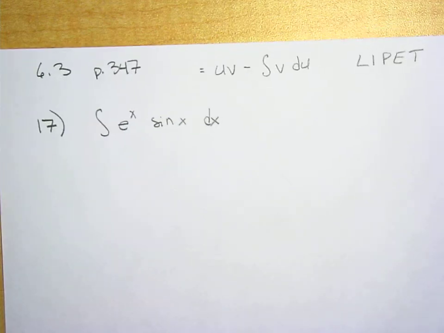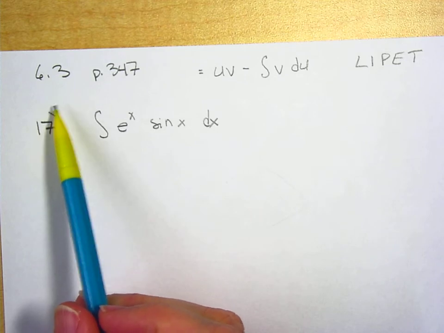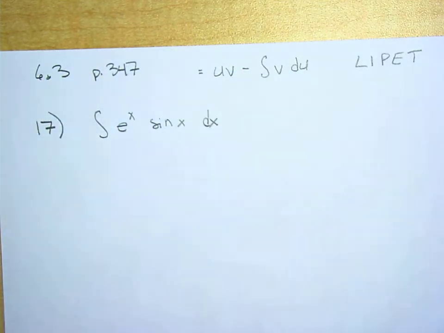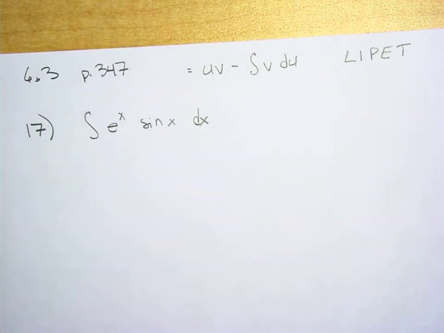Okay, this video is some 6-3 problems. These are right from the book, page 347. I'm going to do 17, and then we'll see how much time we have. 20 and 22 is what I'm thinking. I'll warn you, 17 gets to be a little weird.